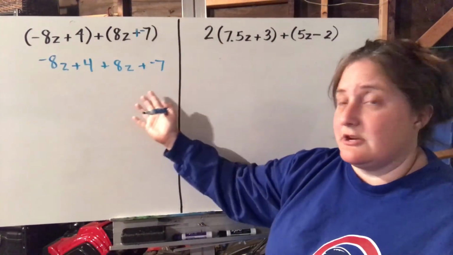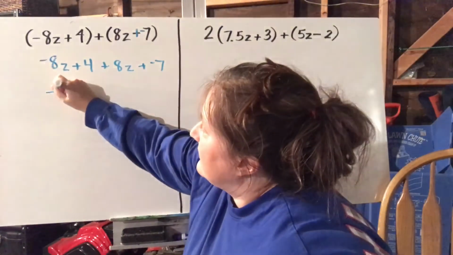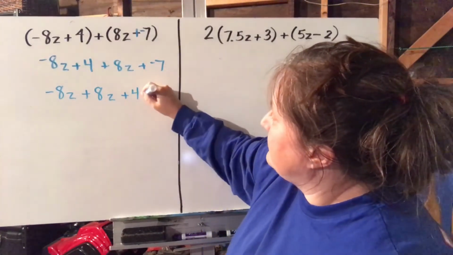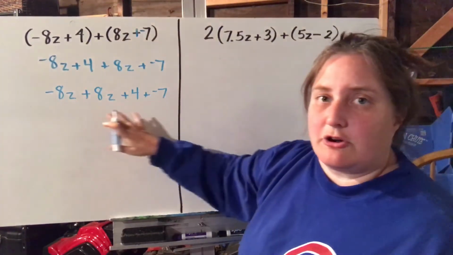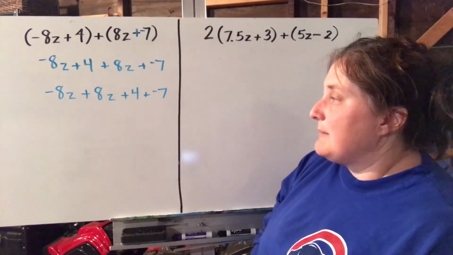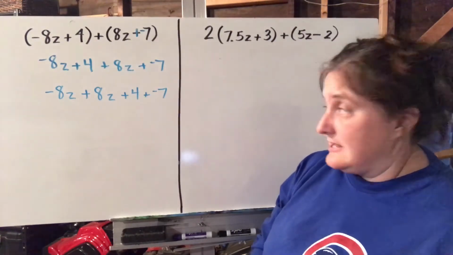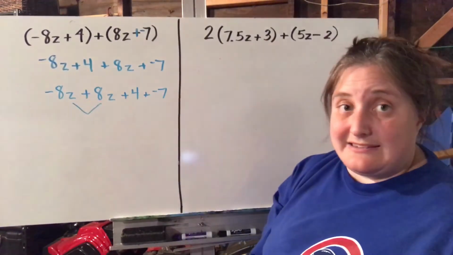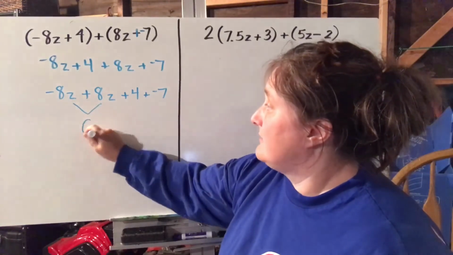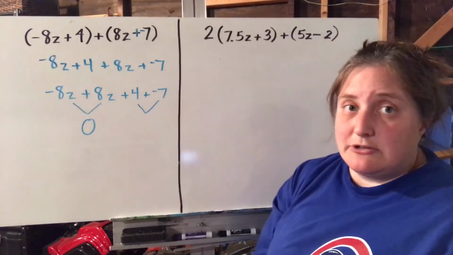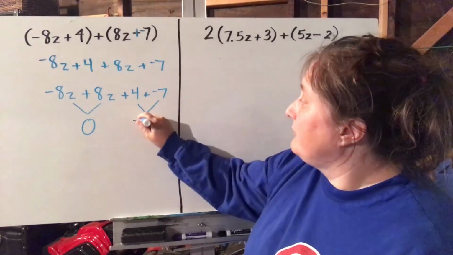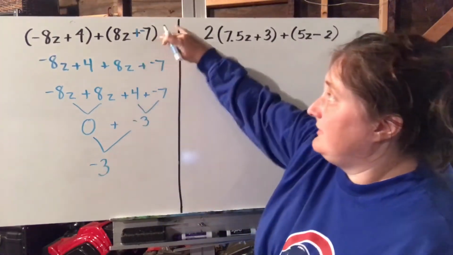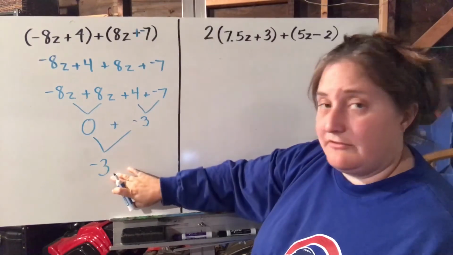Now I can change anything around in here that I want, and I am going to change it. I'm going to make this negative 8z plus 8z plus 4 plus negative 7. Now I rearranged it because I wanted my like terms by each other. Okay? So I'm going to combine the things that are alike. So I had these two guys with the z variable, negative 8z and 8z. They're actually going to cancel each other out. They're opposites. I'm going to get 0. And 4 and negative 7, my two constants, can be combined, and they give me negative 3. 0 plus negative 3 gives me a final answer here of negative 3. So this algebraic expression could be simplified to negative 3.